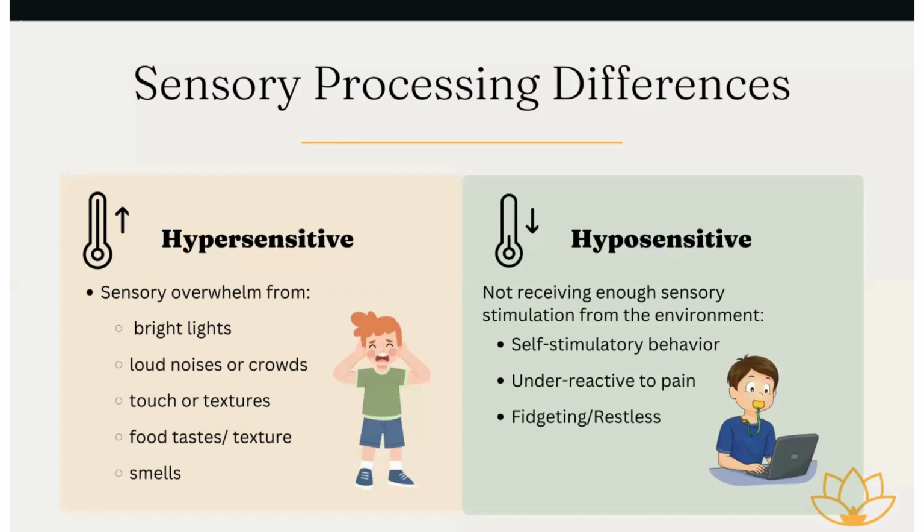So bright lights can be really overwhelming, or crowds because of loud noises, people touching them. It could be really bright lights in that environment. There's a lot to see, and so that can be overwhelming. Food tastes and textures, which is why some people on the autism spectrum tend to have limited acceptance of foods. They might have a really restricted diet, and that's because they might have a hard time with the textures, the tastes, or the smells involved with different foods.